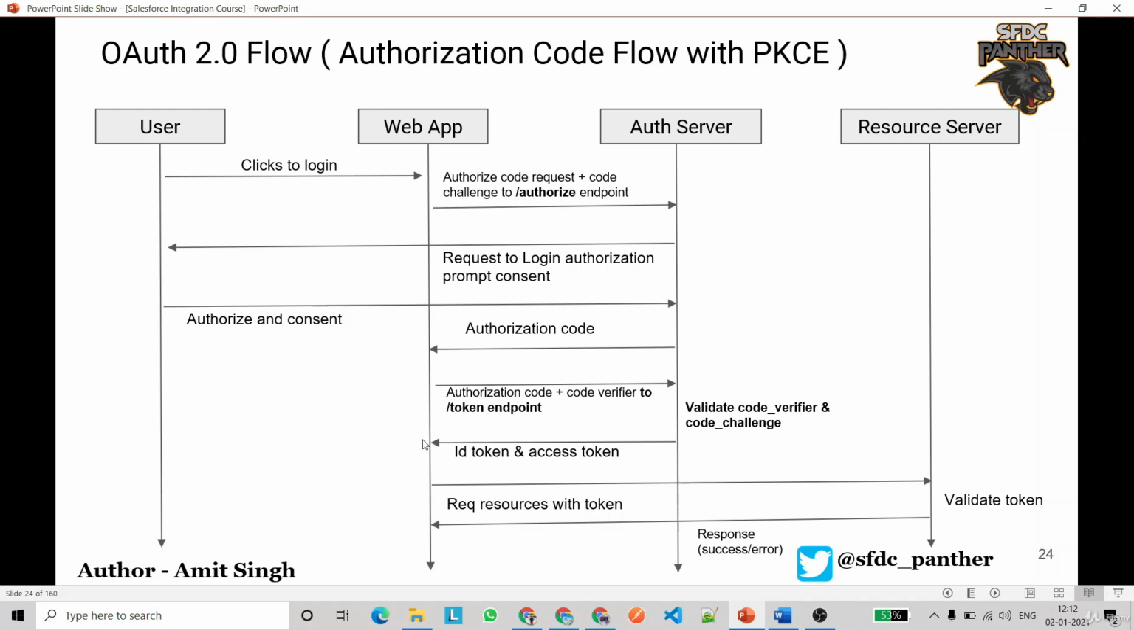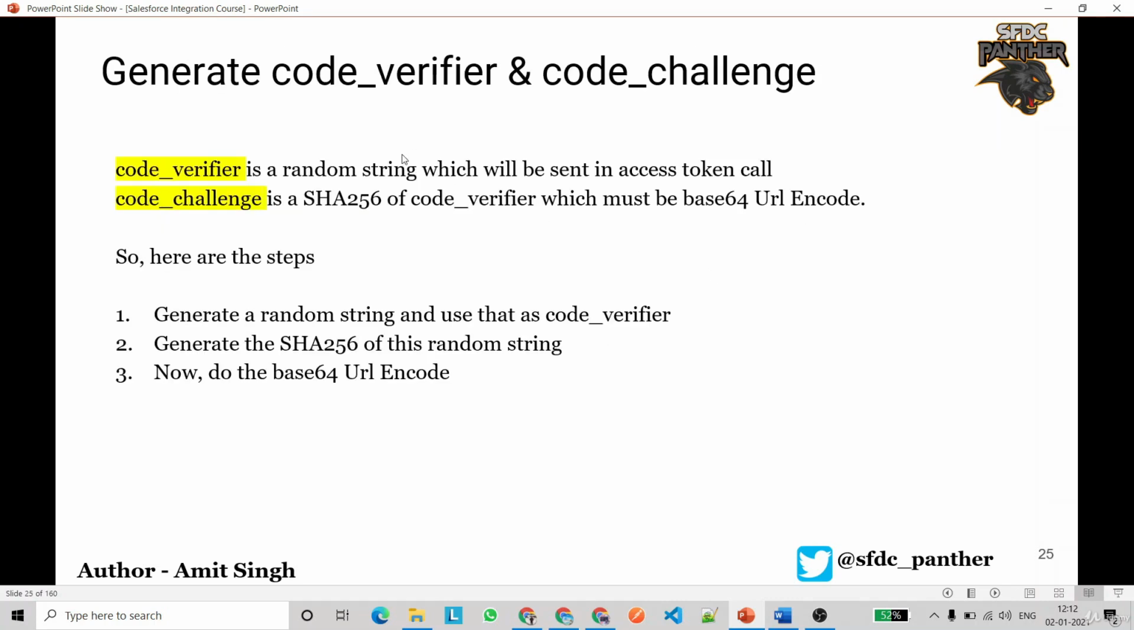Once the web application has got the access token details, it can send a request to get the protected resources from the resource server, where the resource server validates this access token and then returns the response, either a success or an error response. So this is the complete flow which takes place whenever you use this proof key for code exchange flow. Now let's quickly see how we can generate the code verifier and code challenge.